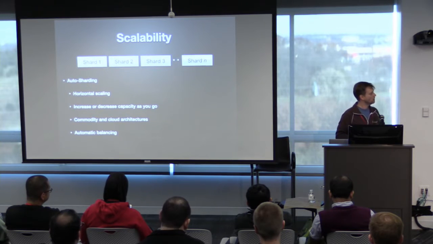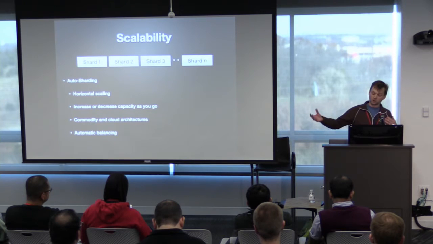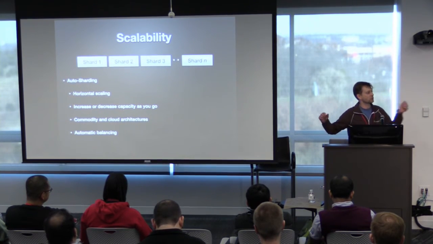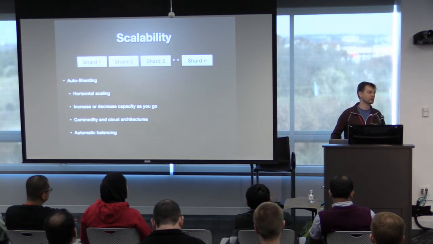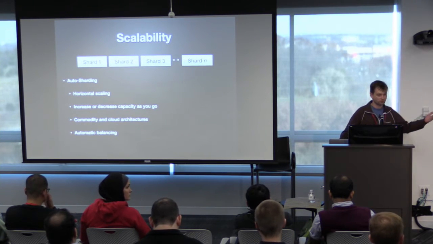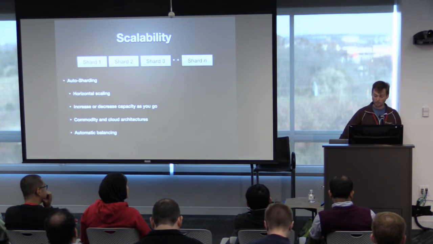This allows you to increase or decrease capacity as you go. So if you provision too much capacity, you can take shards away. And as you grow, you can add shards. And MongoDB will take care of balancing that data across those shards as you add additional capacity. So you can scale up or scale down. You can do this on bare metal. You can do this on any of the cloud infrastructures. And of course, I'm going to talk about Google Compute Engine in that context here in a moment.